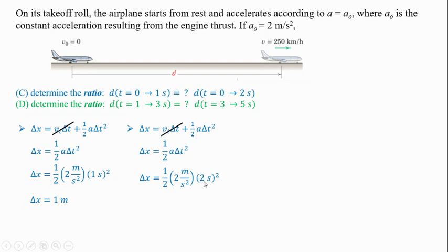So make sure you pay attention to the time interval being compared. All right, so 1/2 times 2 is just 1, and then 2 squared is 4. So therefore we have the second distance, which is just 4 meters.